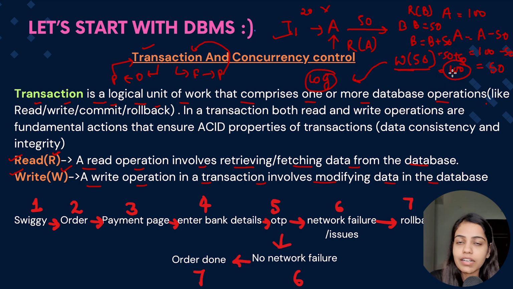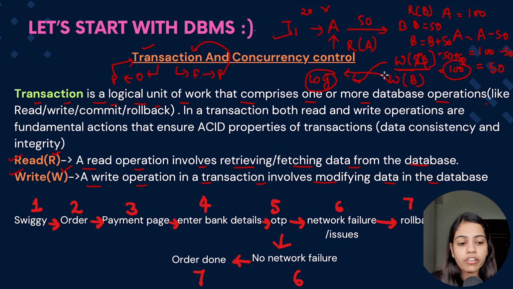Now we need to update this value as well in the database. So we will do W of B. It will update the value to 100 rupees. Again, this will go ahead and get saved in the transaction logs. We are not saving or updating the value in the database yet.